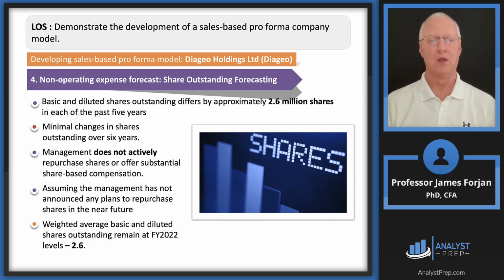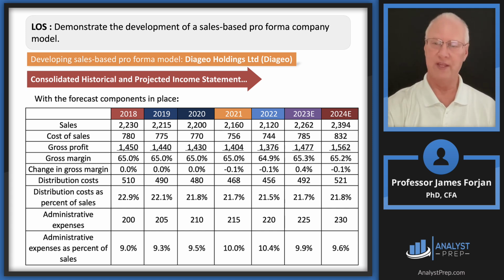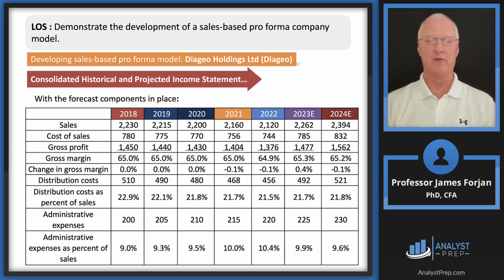The management does not actively repurchase shares, does not offer substantial share-based compensation. So this ought to be a minimal amount. So what we can do then is put this together and form all of these accounts that go to the bottom of what we've done from before.